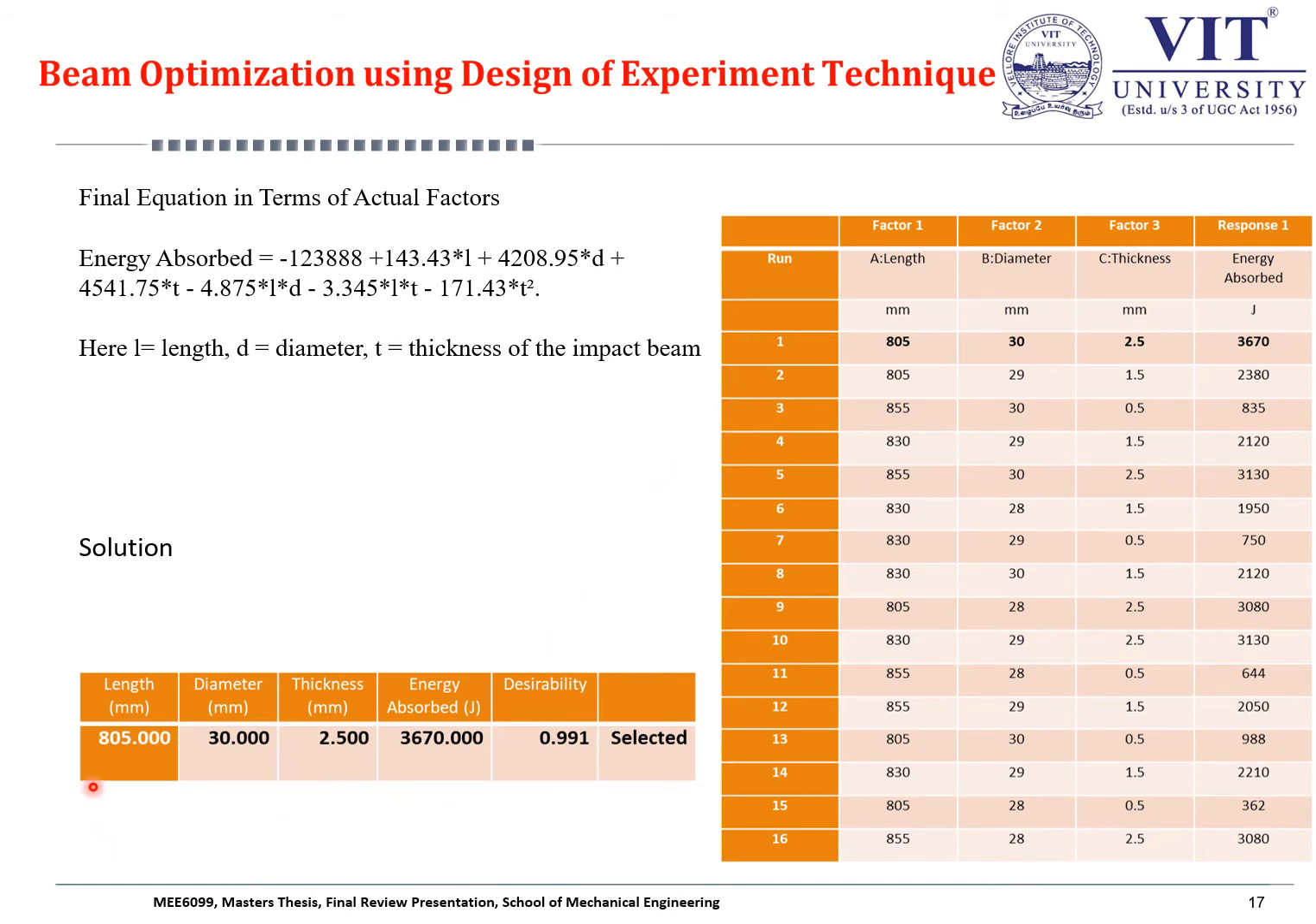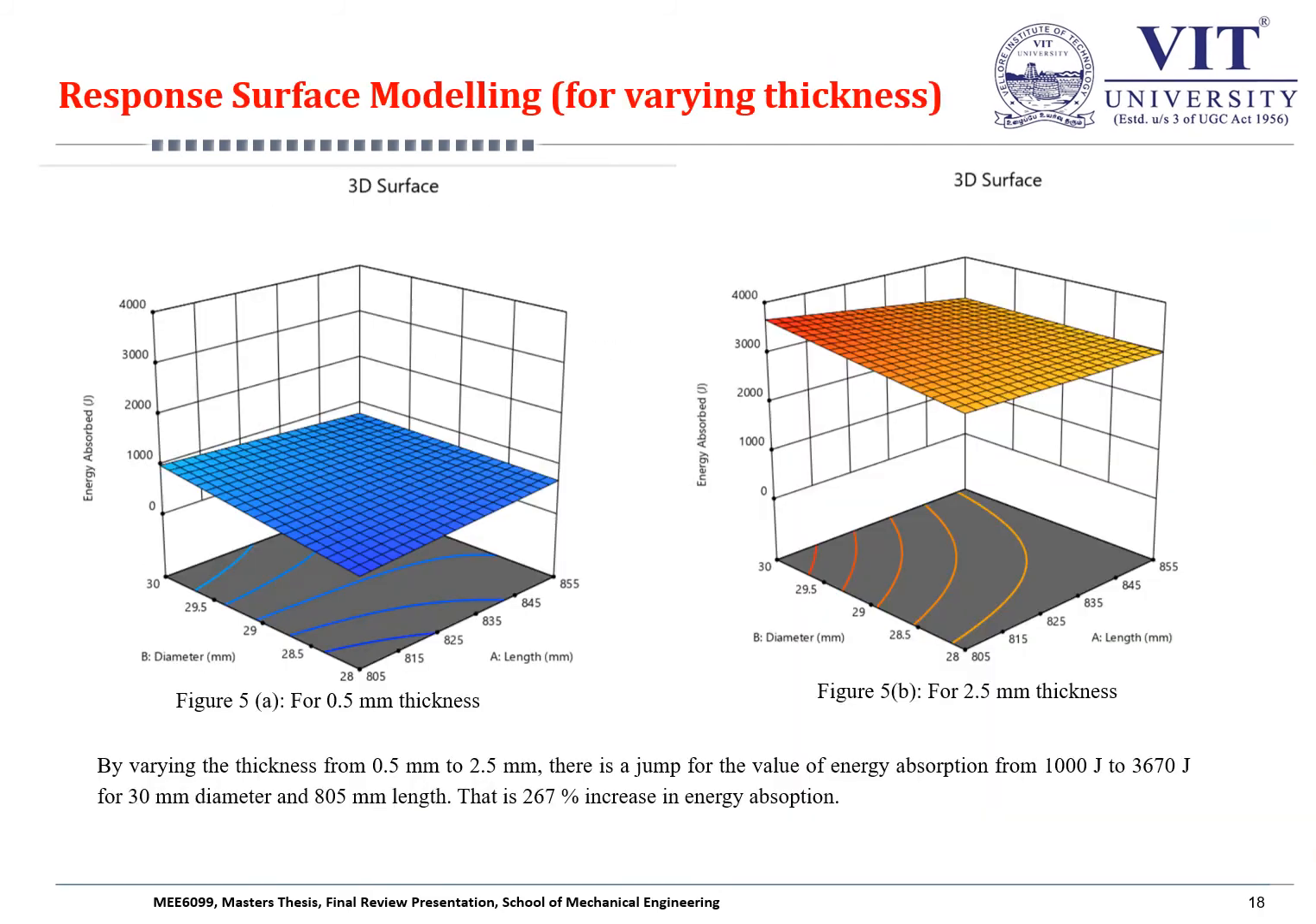The optimized values for the geometrical parameters are 805 mm length, 30 mm diameter, and 2.5 mm thickness. With the help of response surface modeling, such as the 3D surface plot, it is very easy to explain the kind of effect the input parameters have on the output parameters, such as the energy absorption value.